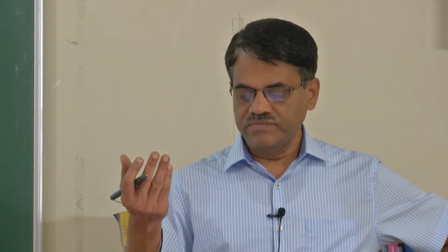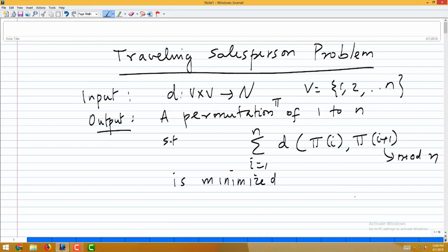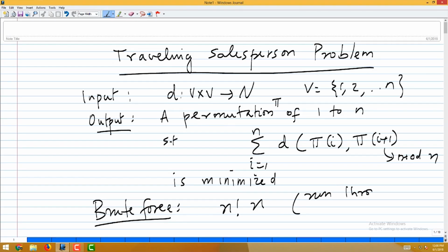So, a brute force algorithm: run through all permutations, compute this sum and pick the one which has the smallest, and that gives you the smallest Hamiltonian cycle. So, the running time would be n factorial times n to compute this number. So, run through all permutations, and we want to improve this running time. We live in the exponential world, but we want a better exponential running time, okay, using dynamic programming.